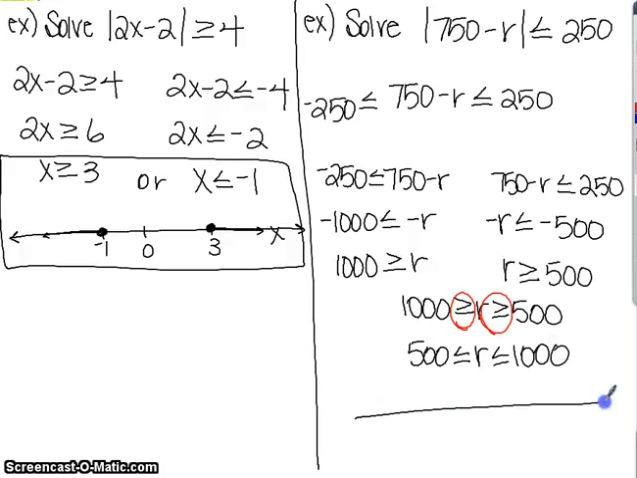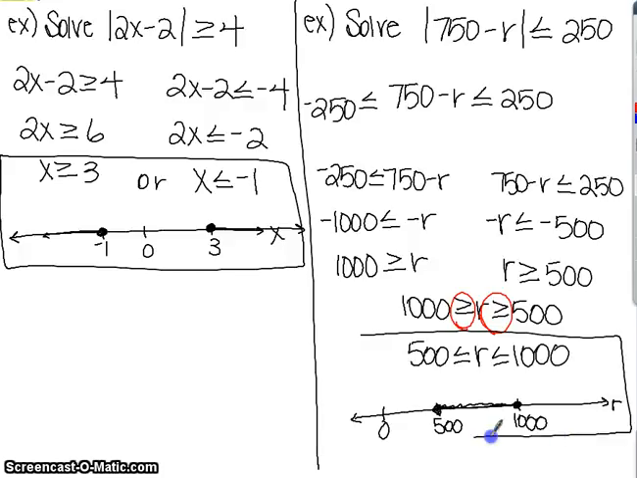And then of course when I graph this on the number line, maybe 0 is here, maybe 500 is here, I don't know, maybe 1,000 is there, I'm representing r. So these signs tell me closed circles, fill in the area in between. That's it. This is your whole answer.